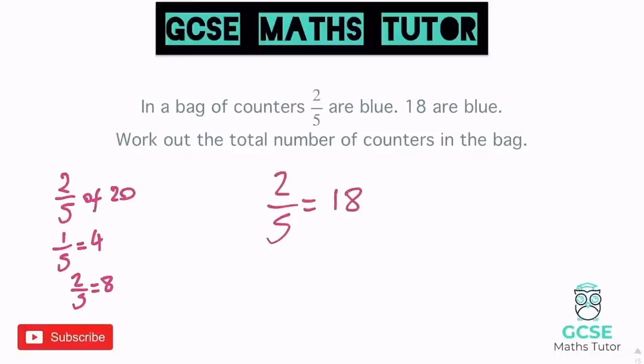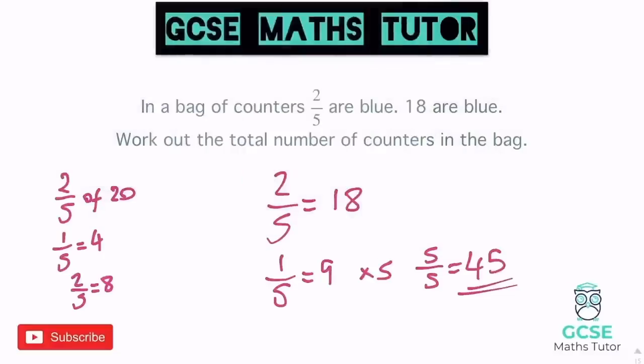So if I want to work out 1/5 in this scenario, I need to divide by the top this time, because that gives me 1/5, half of that, so 1/5 would be 9. And then to work out 5/5, the original amount, we could times that by 5. So times it by 5, and we would get 5/5 equaling 45 counters. There you go, so that's our scenario there.